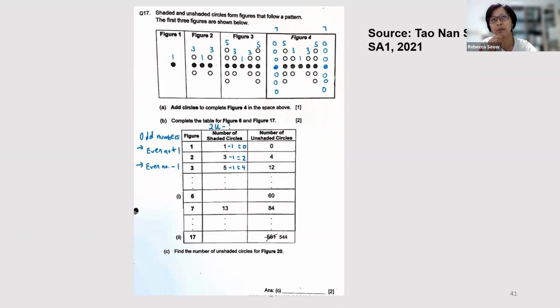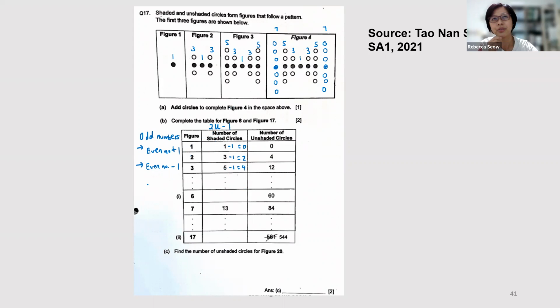Take away 1. Now, let's take a look. If we were to replace the letter u with figure 1, that means 2 times 1 equals 2. 2 minus 1 gives us 1.